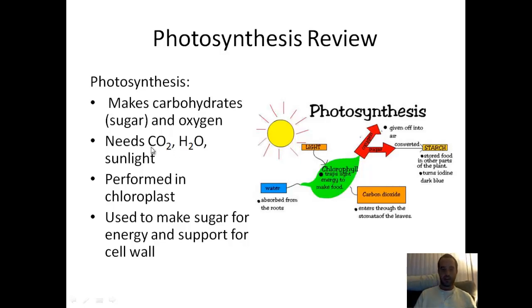And the next part is what you need for photosynthesis. So you need carbon dioxide, water, and sunlight. And what the plant can do is put the CO2 and the water together and make sugars. And all it needs is the energy from the sun. It doesn't need any other energy. It's going to perform this magical feat in a chloroplast. And again, it's used to make sugar for energy and support for the cell wall. So it makes that energy that it can store and then use later at other times when it's growing or doing other cell processes.